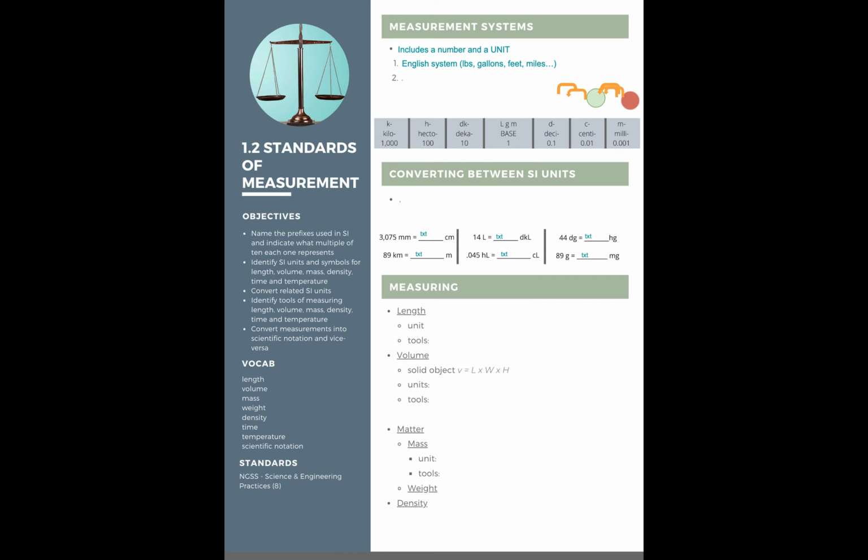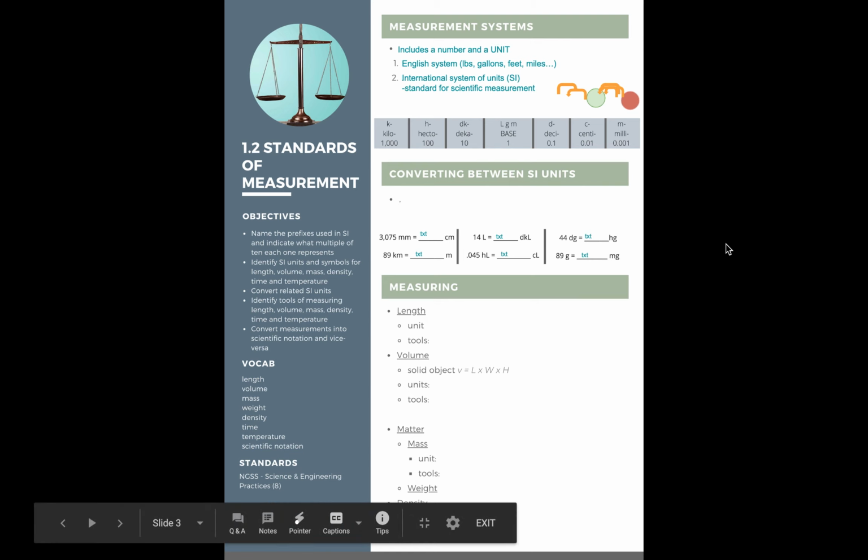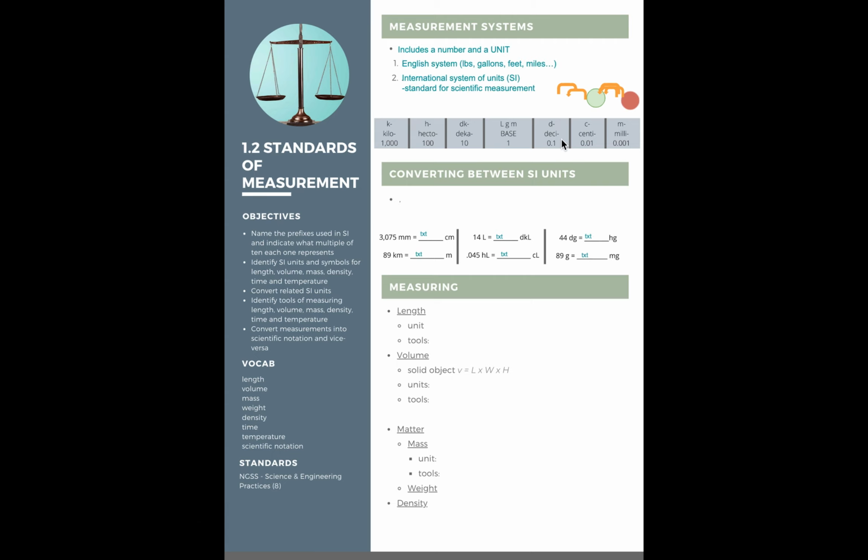Okay, so we are most familiar with the English system because it's the one that we learn throughout our school years. So this includes things like pounds and ounces, gallons, cups, feet and miles, yards. Okay, but the one that's most commonly used throughout the world and what's used for scientific measurement is the International System or the SI system. Okay, so this is the standard for scientific measurement, and it'll be what I expect you to use in science class. Okay, so the system has a larger scale than this, but this is just the scale that I'm going to ask you to learn.